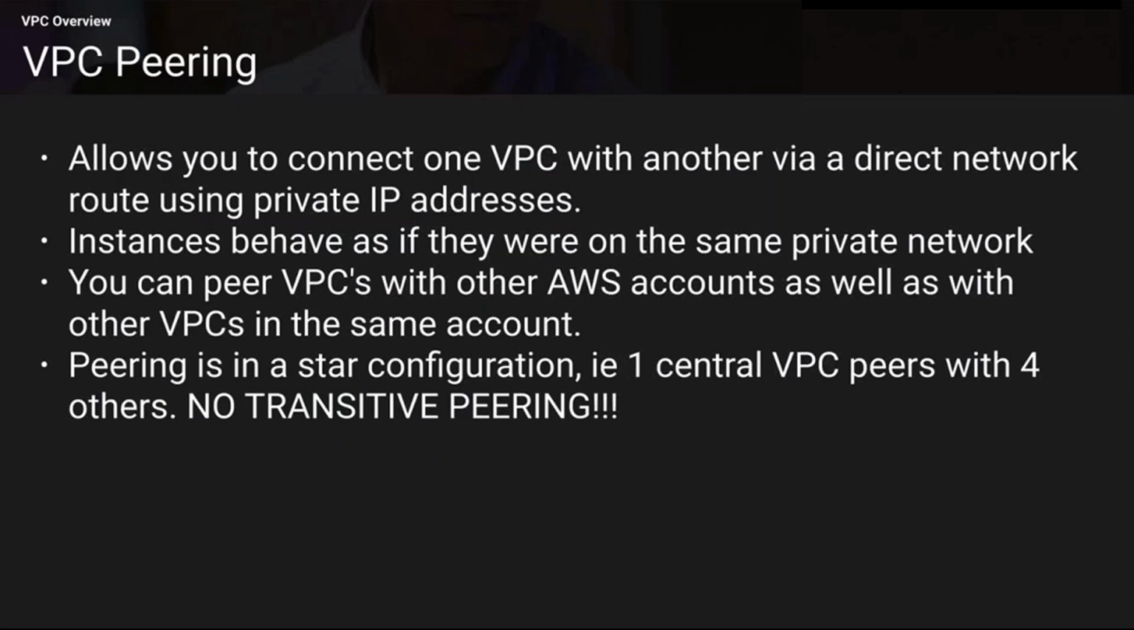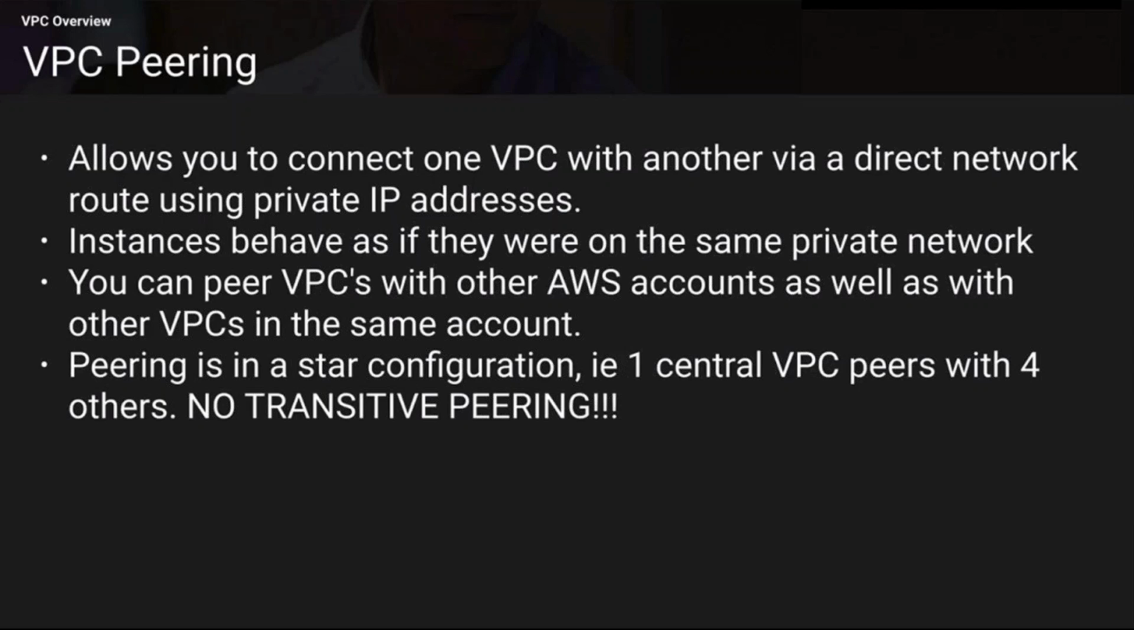Now, there's a concept called VPC peering as well. What happens in VPC peering? Let's say I have multiple VPCs. I will be able to peer them up very easily. If I want a couple of VPCs to talk to each other, I can set up a connection between them using VPC peering. VPC peering allows you to connect one VPC with another via a direct network route using private IP addresses. There are certain rules that we have to follow before we can peer up the VPCs. And the instances will behave as if they were on the same private network.